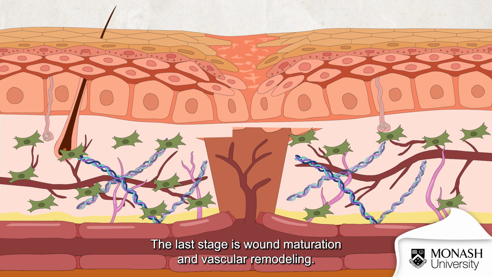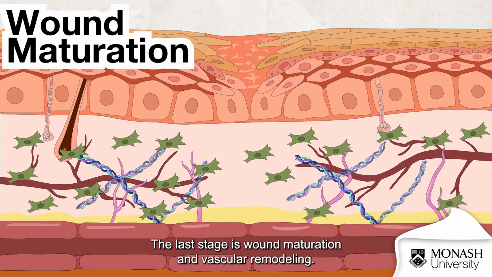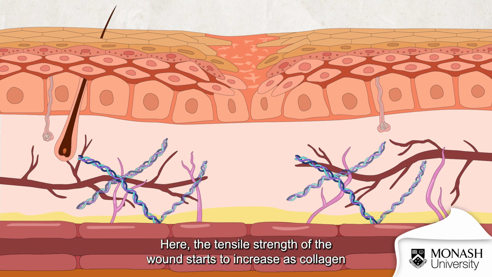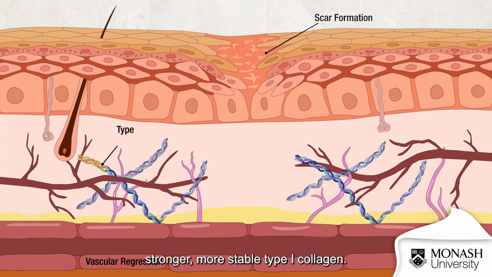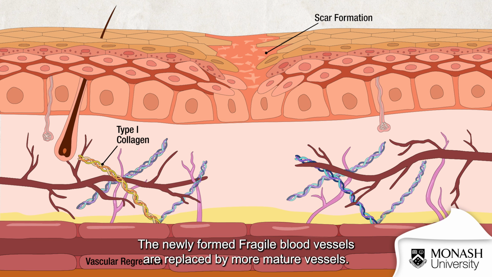The last stage is wound maturation and vascular remodeling. Here, the tensile strength of the wound starts to increase as collagen within the extracellular matrix is remodeled from type 3 to the stronger, more stable type 1 collagen. The newly formed fragile blood vessels are replaced by more mature vessels.